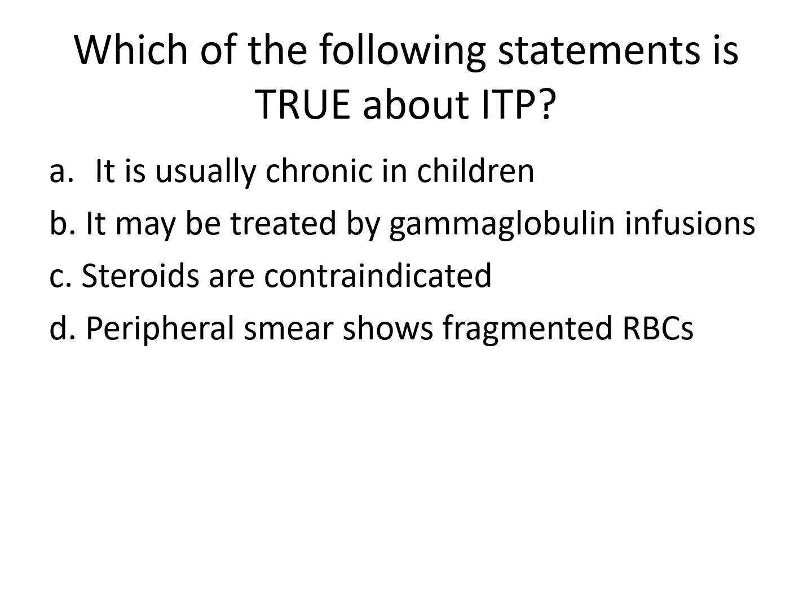Steroids are contraindicated. This is false because steroids are the first line of treatment of ITP. Peripheral smear shows fragmented red blood cells. This is false, definitely. This is wrong because fragmented red blood cells or schistocytes are only seen in TTP, not ITP. This is the correct answer.